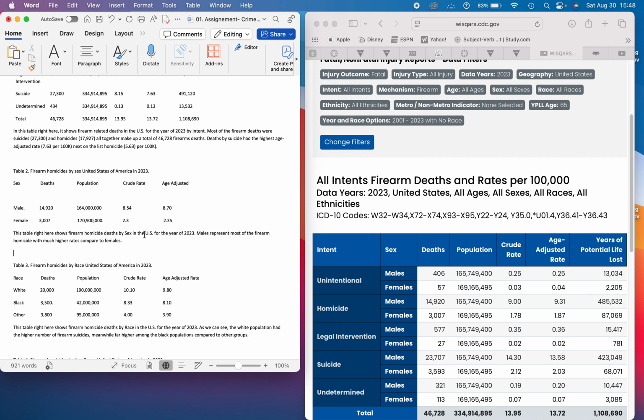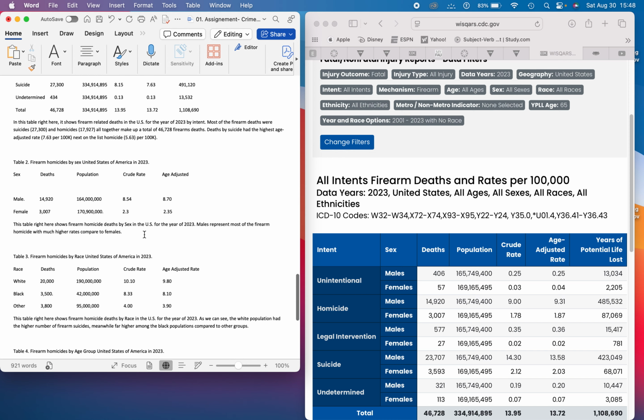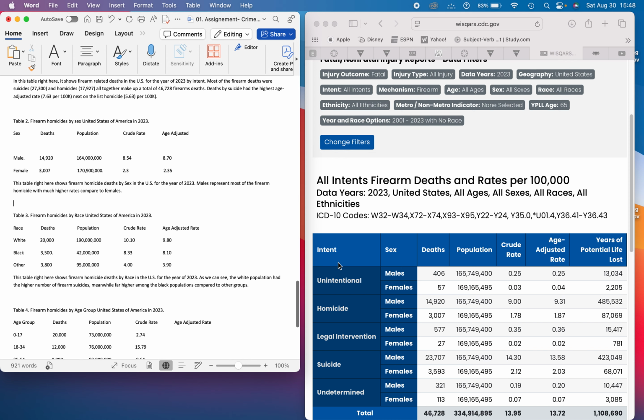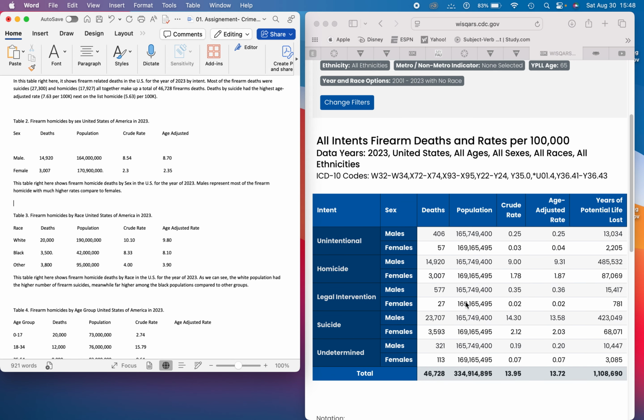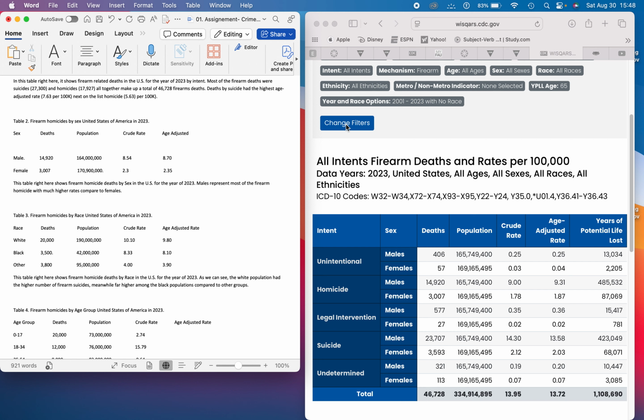Firearm homicide by sex in the United States, and we're going to go by race, and all we have to do is pretty much the same process. I did put a little note right here. This table right here shows firearm homicide death and sex in the U.S. The males represent most of the firearm homicides, with a much higher rate. As you can see, 14,000 versus 3,000 is nothing. Oh yes, males. It's always the males.